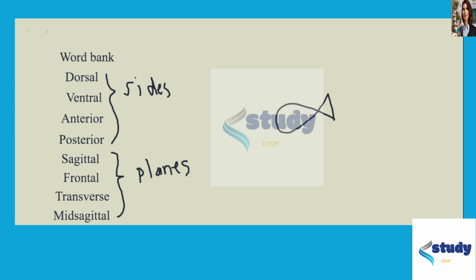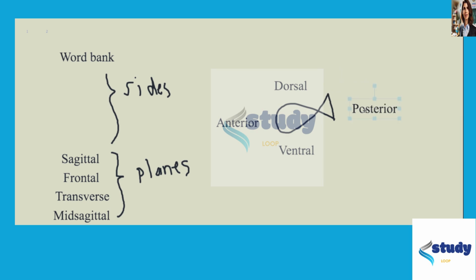So if you take a look at this fish, first, let us figure out which sides are corresponding to which term. So the dorsal is easy to remember because it goes where the dorsal fin or the top of a fish would be for any organism. The ventral side is always the bottom. The anterior is going to be at the front and the posterior is going to be at the back, which you can remember because post always means after.